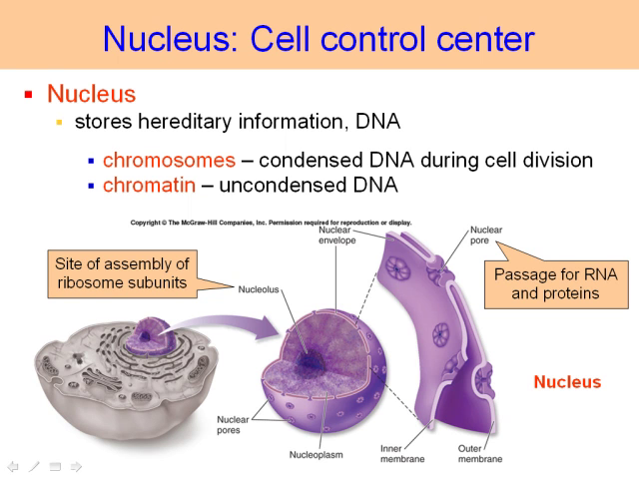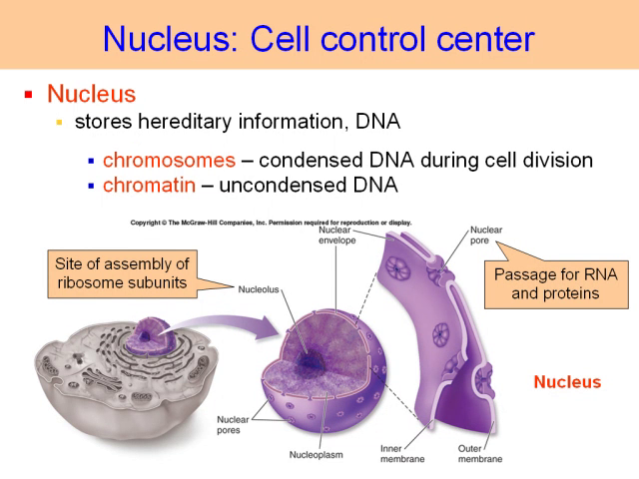The first organelle that we should consider is the nucleus, which is also considered the control center of the cell. The nucleus is the control center because it stores the hereditary information, or the DNA, the deoxyribonucleic acid. This DNA will come in two forms.